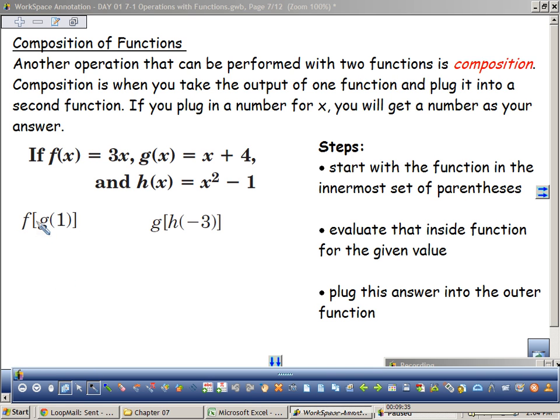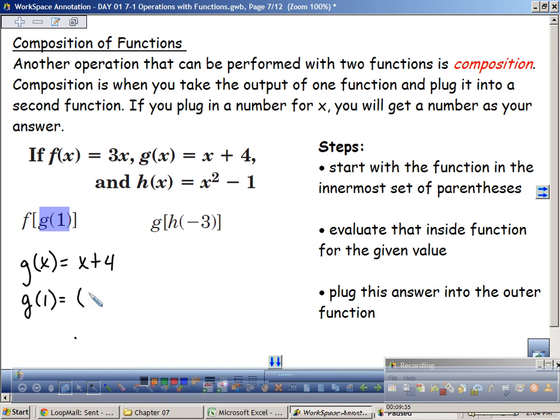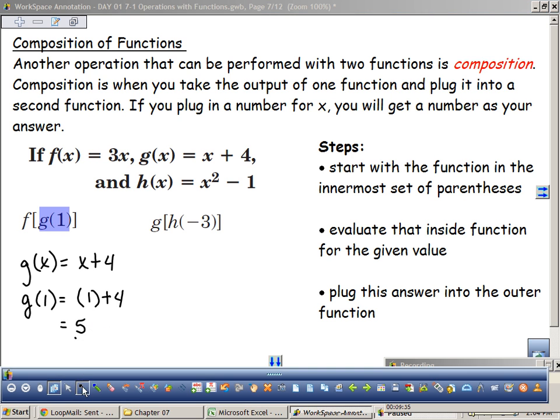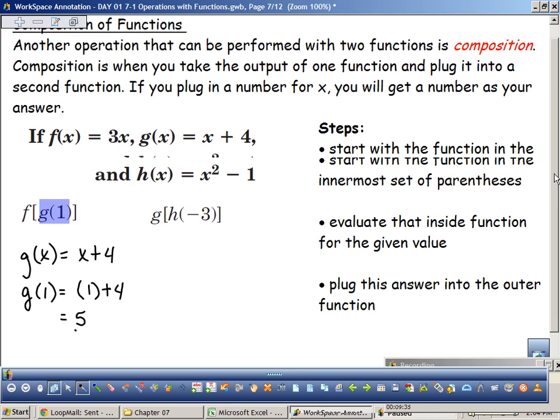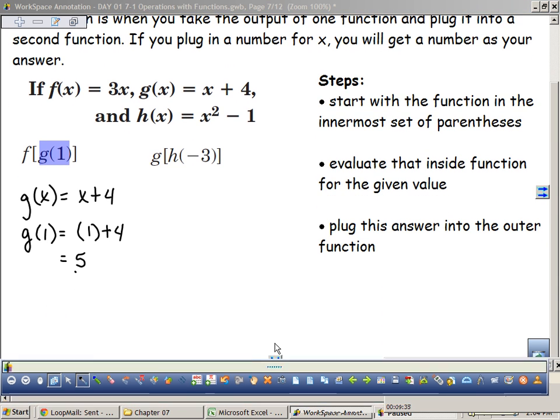So I've got f of g of 1. I'm going to start with the inside first. What is g of 1? Well, g of x equals x plus 4. So g of 1 is 1 plus 4, which equals 5. So that's the inside of my function. There's the Splenda, 5. So g of 1 is 5, correct? We all agree?